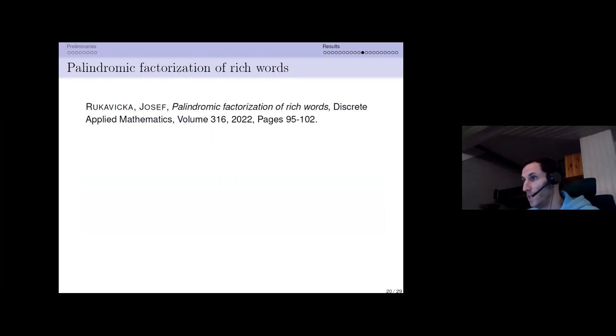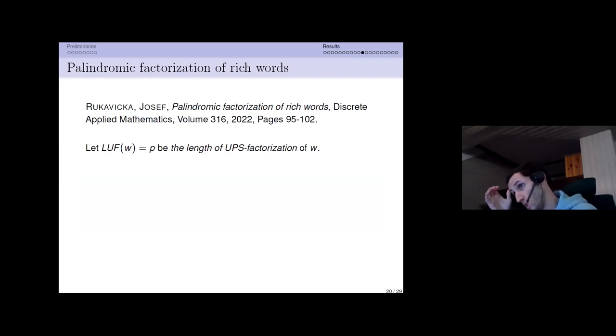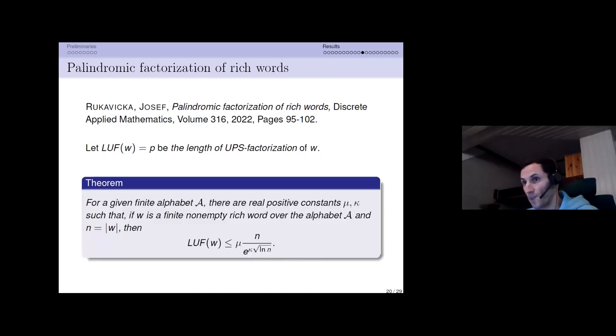So let's start. I defined the LUF, the length of the UPS factorization. It is the factorization that I showed you before, the factorization into distinct palindromic factors. So it is the number of these palindromic factors in this factorization. And the main result of the paper is this upper bound for the palindromic factorization.